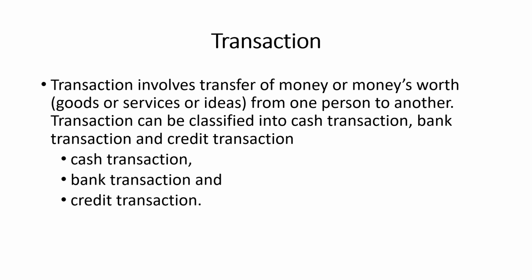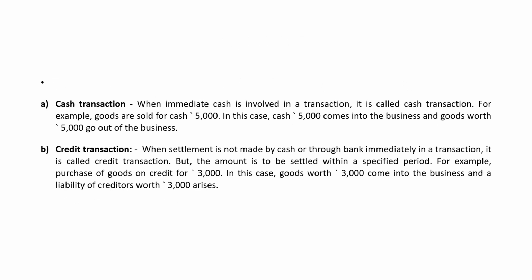In the double entry system we have three types of transactions. The transaction involves either money or money's worth. The transactions are cash, bank and credit transactions. The first one is the cash transaction. Here the transaction involves immediate cash, so it is called a cash transaction. If you are buying some product and paying 5,000 in cash and getting the product, that is a cash transaction.